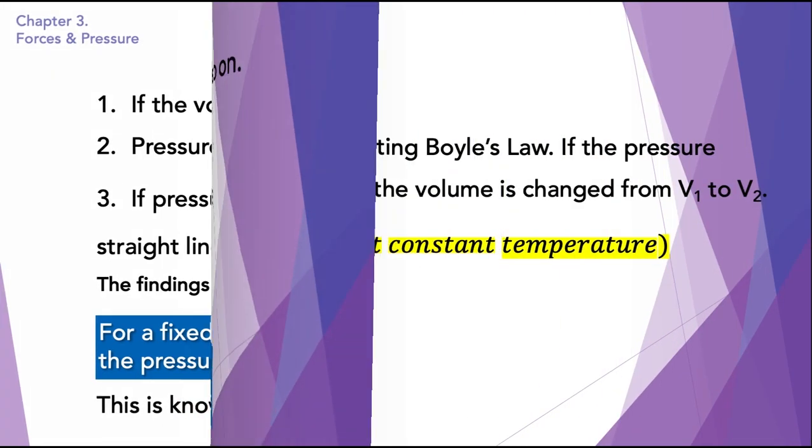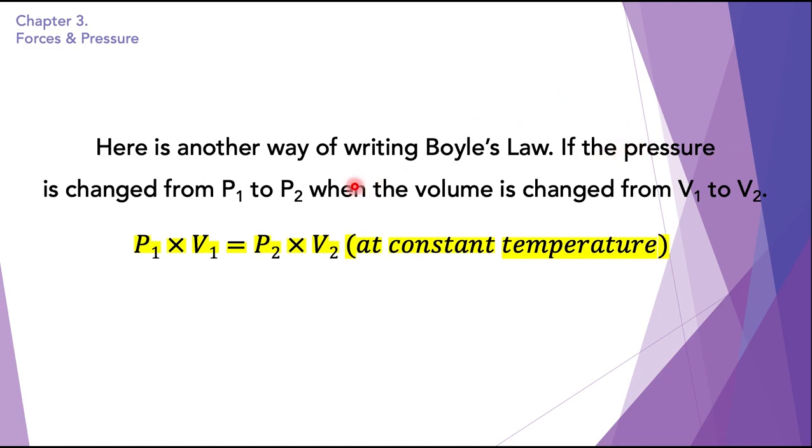So here is another way of writing Boyle's law. If the pressure is changed from P1 to P2, when the volume is changed from V1 to V2 at constant temperature, P1 into V1 is equal to P2 into V2. So I bet this is a much more complicated way to express Boyle's law. But this is basically an equation that pressure 1 into volume 1 should be equal to pressure 2 into volume 2. Only then will it obey Boyle's law. If they are not equal, it will not obey Boyle's law.